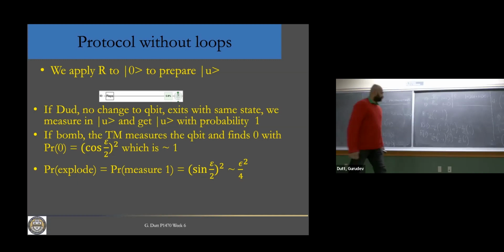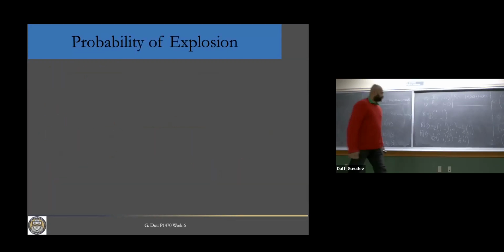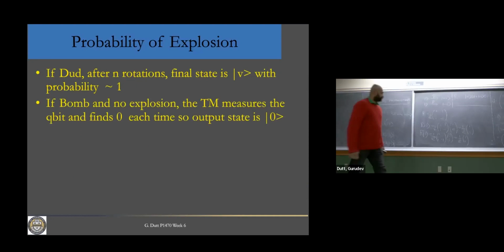Of course, like I said, if you go back to the protocol, if you explode, you're done. The protocol ends right there. But if you don't, and we measure in the U, V basis, then we are going to find this answer with the probability. So we're just going to repeat that n times.